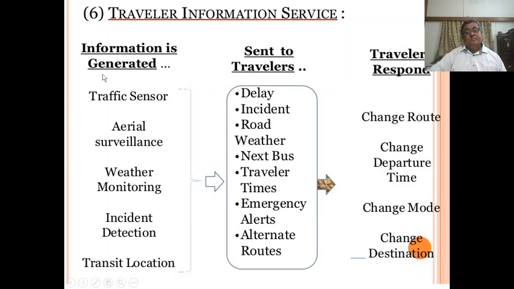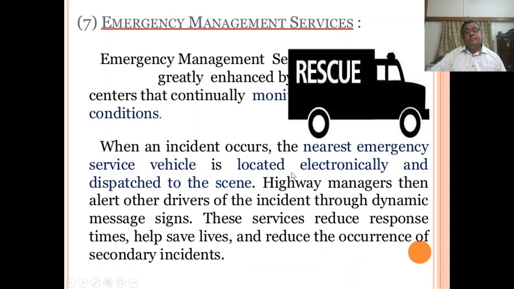Information is generated from traffic sensors, aerial surveillance, weather monitoring, incident detection, and transit location. They are all processed and sent to travelers to inform them of delays, accidents, road weather, next bus times, emergency alerts and alternative routes. And travelers respond: change the route, change the departure time, change the mode, and change the destination. Then emergency management system.